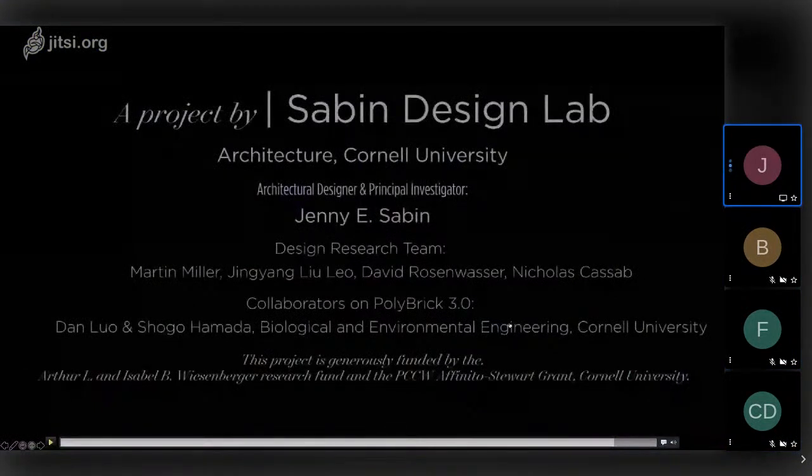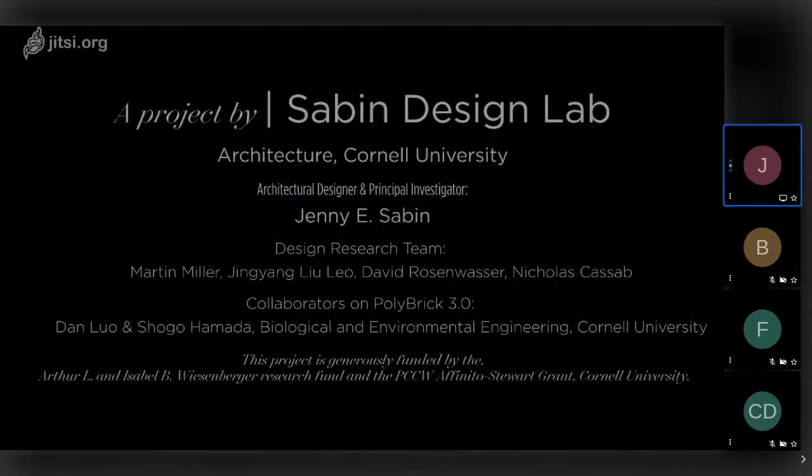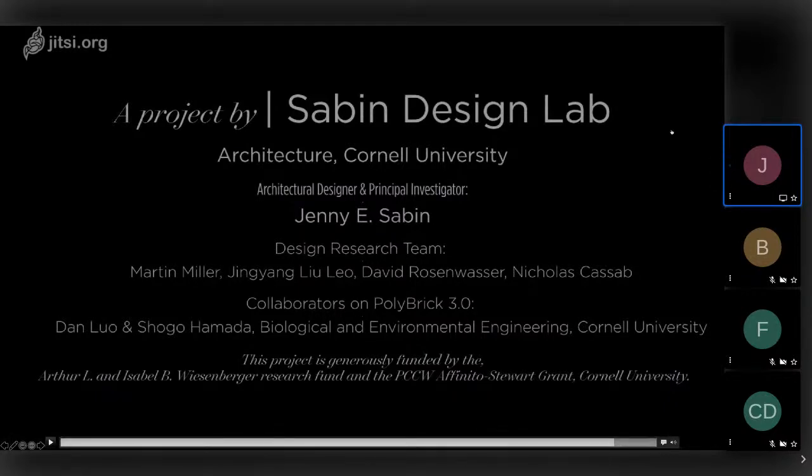So this work is ongoing in my lab, and if you're interested in taking a deeper dive into any one of these projects, I invite you to visit our lab website, sabinlab.com, where we have a number of published peer-reviewed papers posted there.